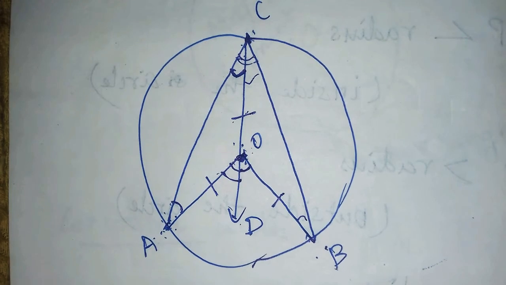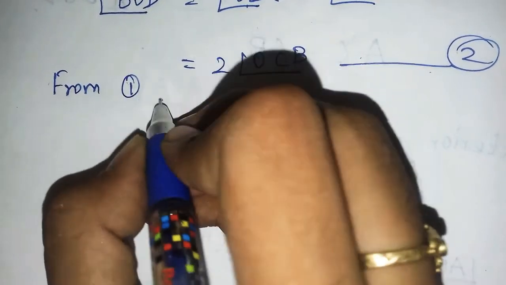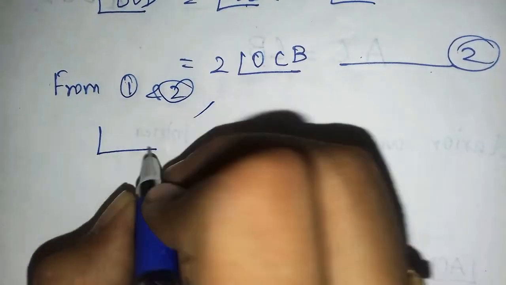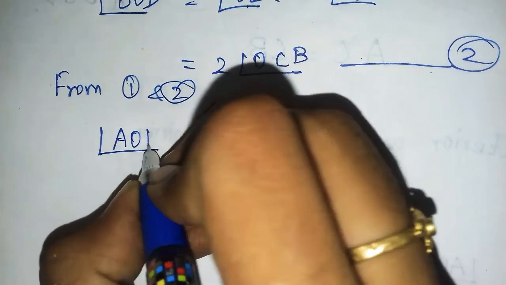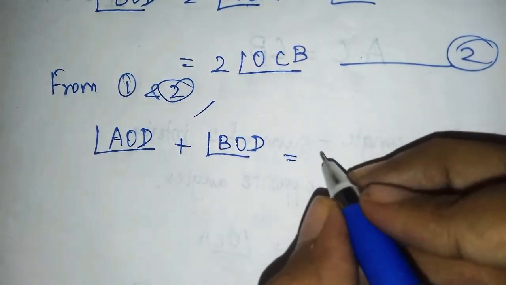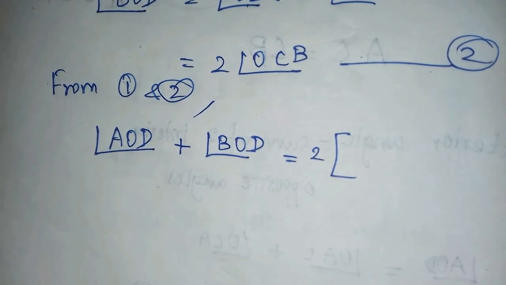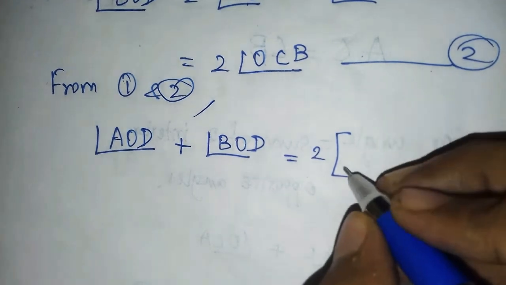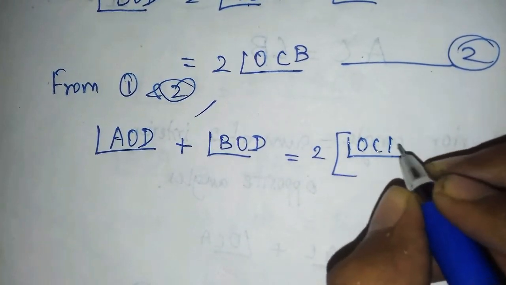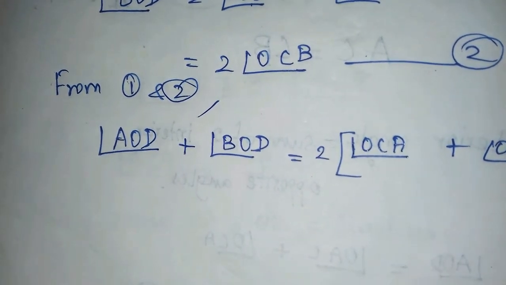Okay, now what are we going to do? We are going to add both the equations. From 1 and 2, what will we get? We are going to add both the equations. So angle AOD plus angle BOD is equal to 2 into, because in both equations we have 2 as common, 2 OCA and 2 OCB. So we are taking that 2 as common, and what remains is angle OCA plus angle OCB. Okay, now we got like this.